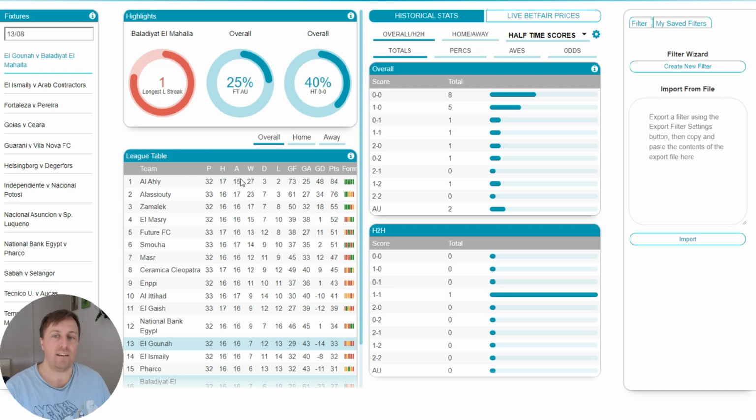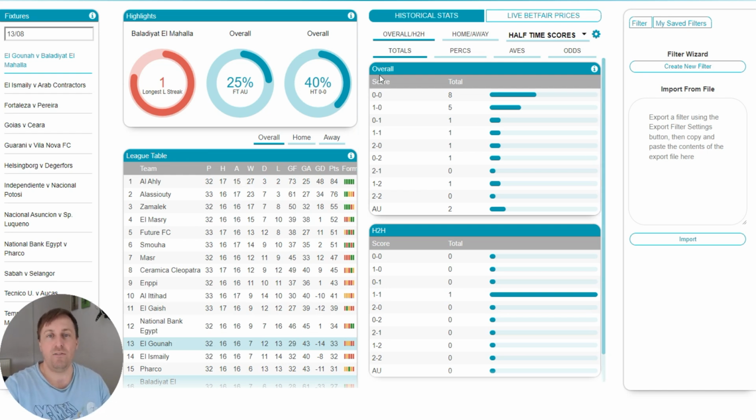One thing that's interesting straight off the bat, and I haven't even looked into this game yet, is that 0-0 at half time happens a lot. Percentage-wise, 40% of the time it's 0-0 at half-time. So I'm really starting to think this could be a potential under 1.5 goals trade.